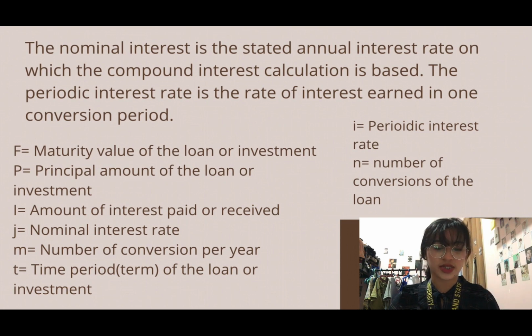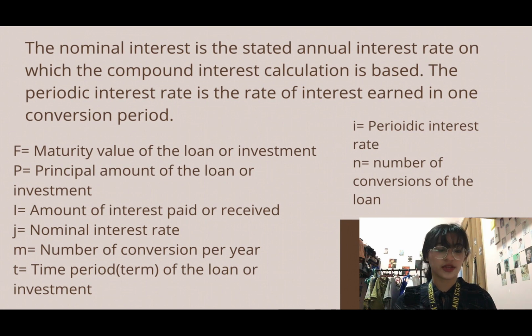The periodic interest rate, the small letter i, is computed by dividing the nominal interest rate by the number of conversions per year. In symbols, it is small letter i equals j divided by m, or j over m.